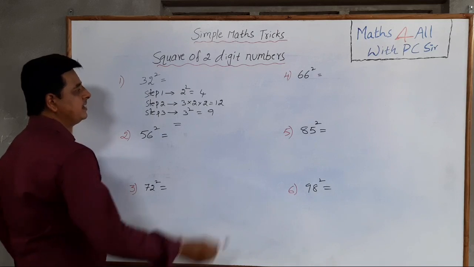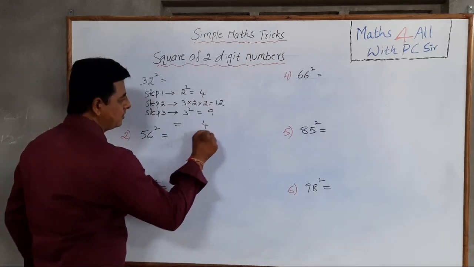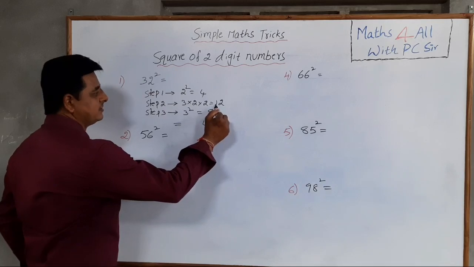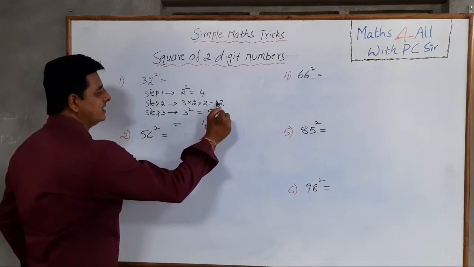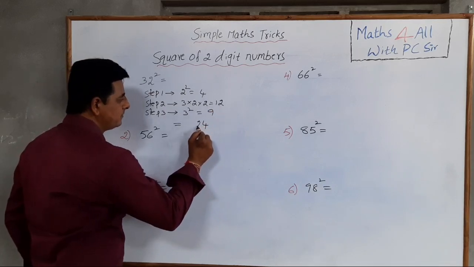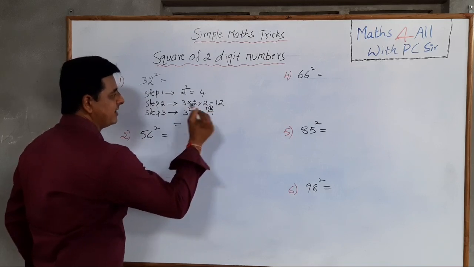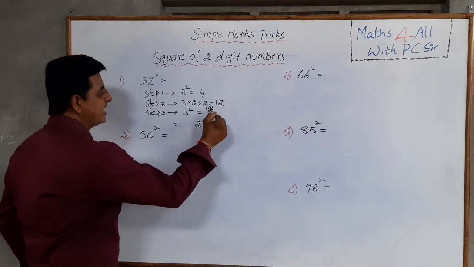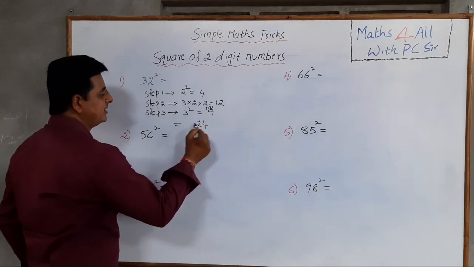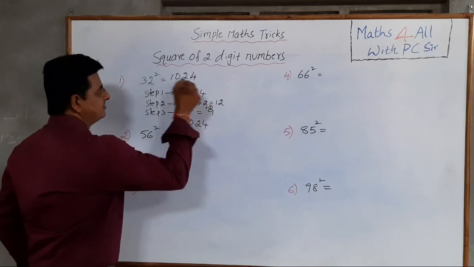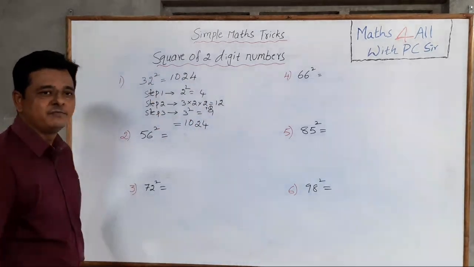See all of you. First here 4 is there, write 4. Then step 2: 12 is there. Just write 2 only. And here 1 is there, no? That is carrying here. We are adding 1 to this one. 9 plus 1, what is 9 plus 1? 10. Clear? So 32 square is equal to 1024.